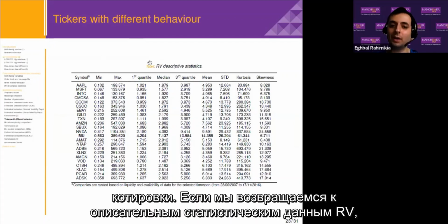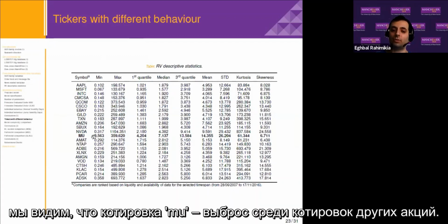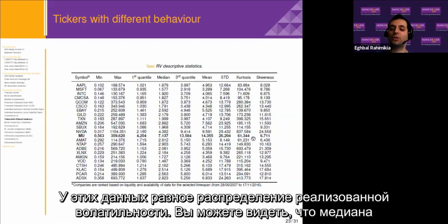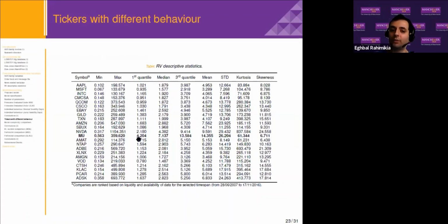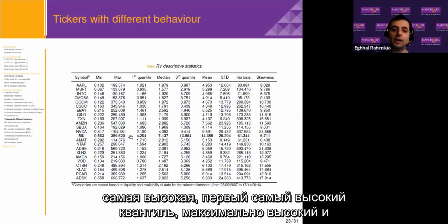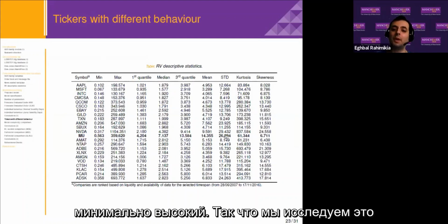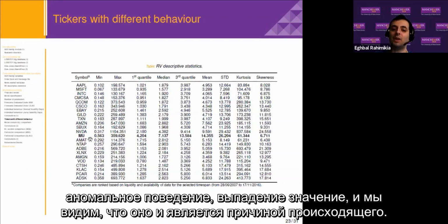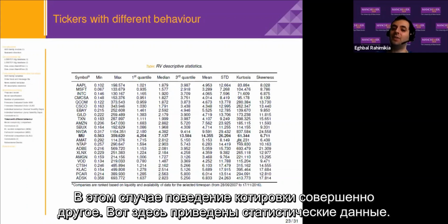If we come back to the RV descriptive statistics, we can see that MU, this specific ticker, is an outlier among all other tickers. It has a different distribution of realized volatility. You can see the median is the highest, the first quantile is the highest, the max is the highest, the minimum is the highest. So we are investigating this abnormal, outlier behavior, and this is the reason behind it: these statistics are totally different.